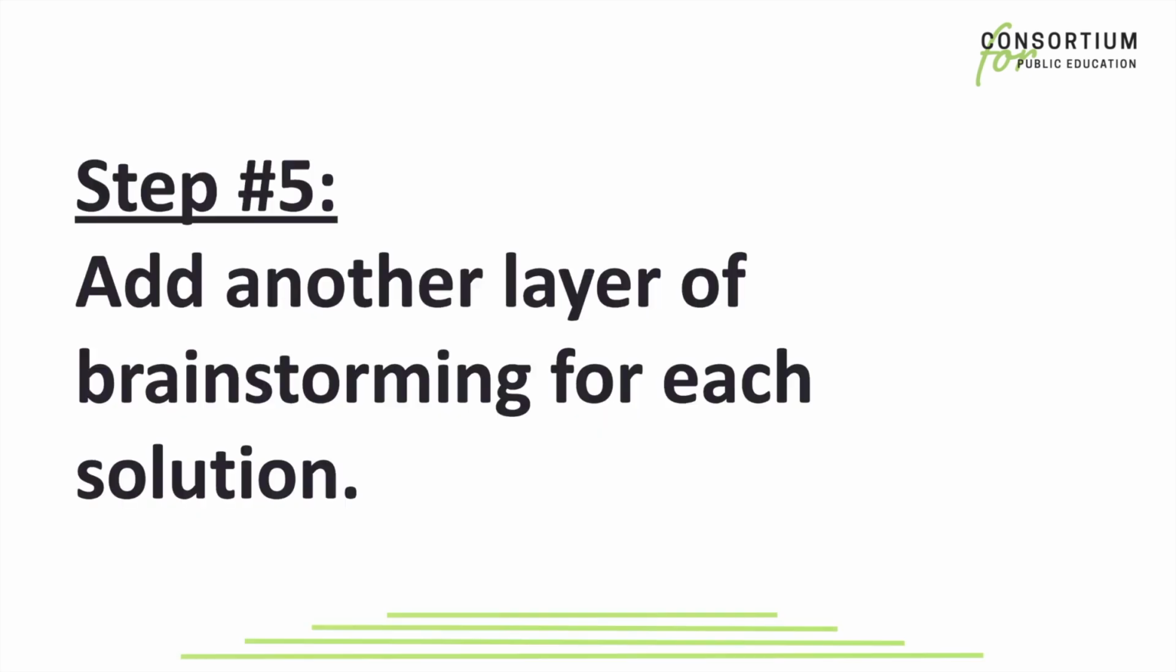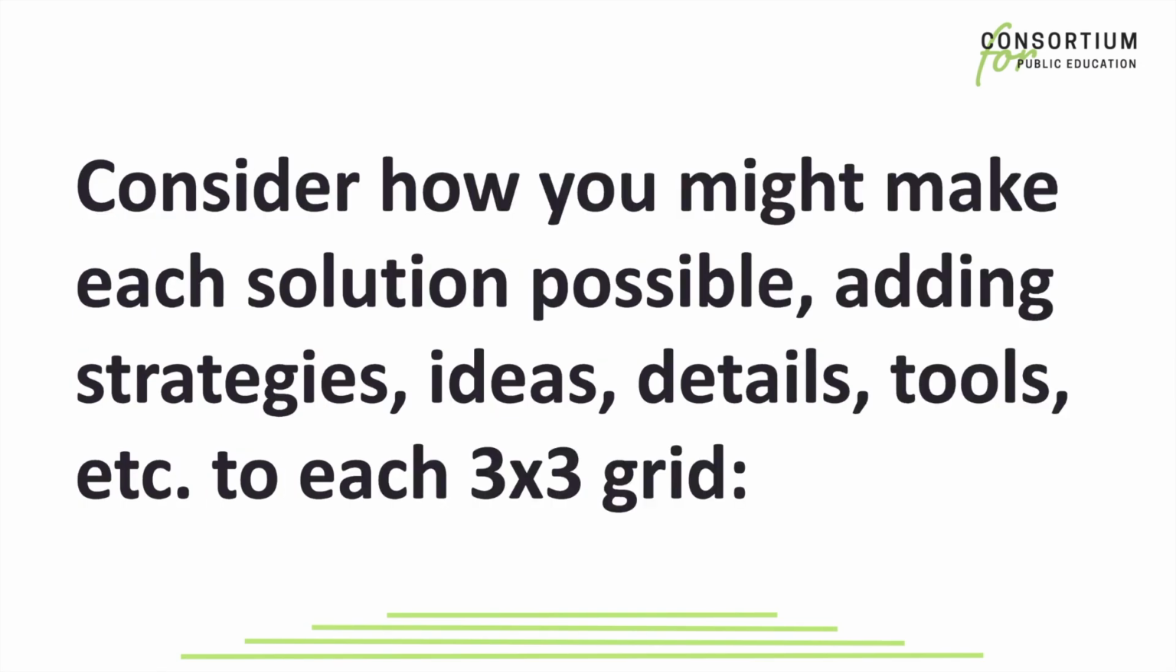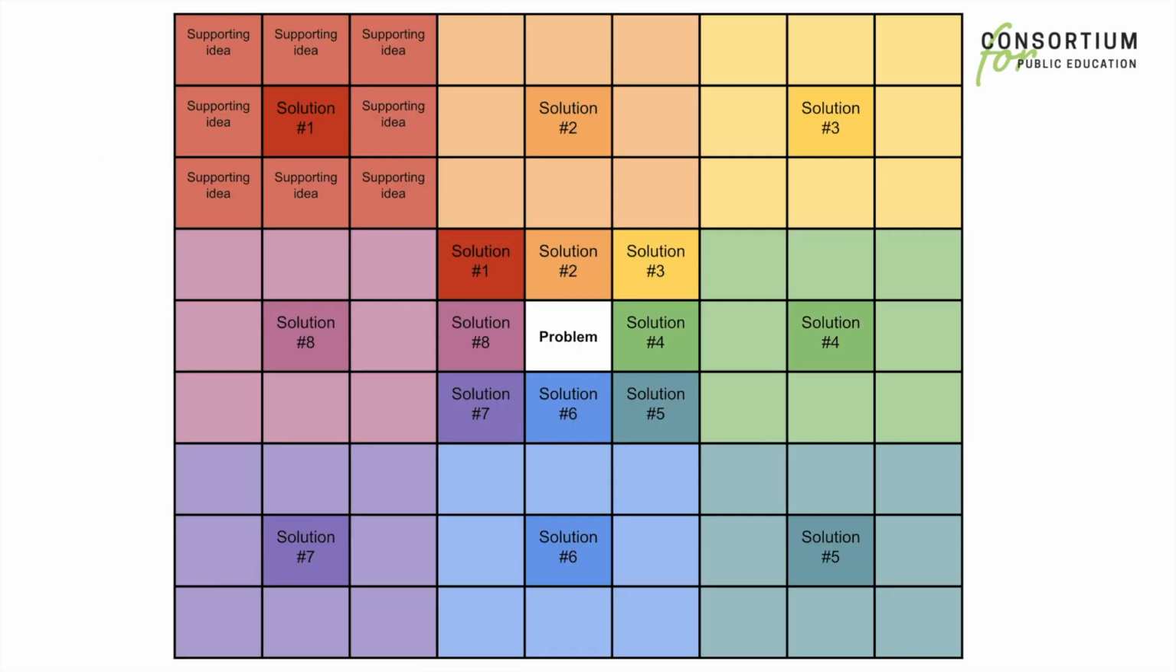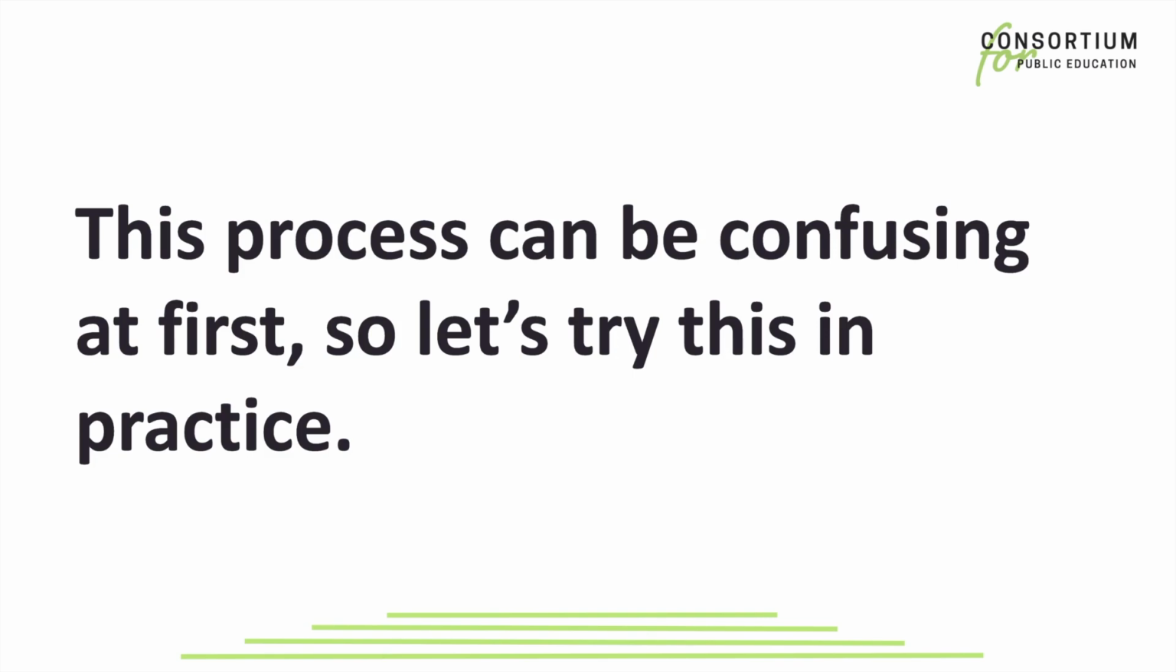Step 5. Add another layer of brainstorming for each solution. Consider how you might make each solution possible, adding strategies, ideas, details, tools, etc. to each 3x3 grid. The idea here is really to get to the how of making each of these potential solutions possible. This process can be confusing at first, so let's try this in practice.